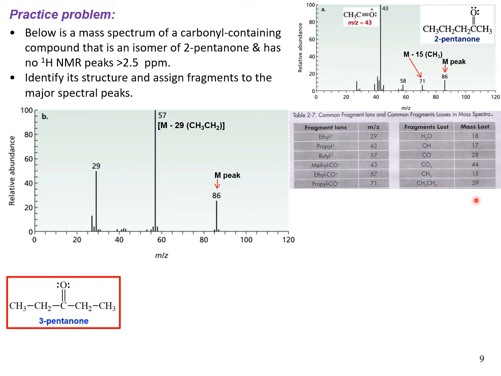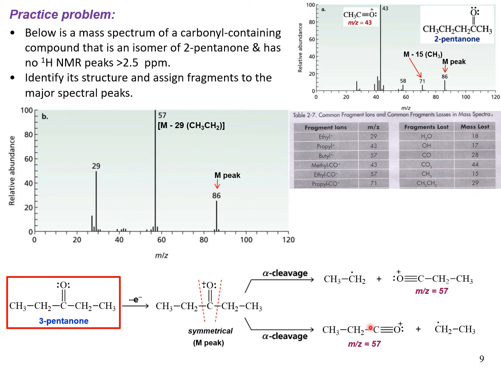If that's the case, the structure must be 3-pentanone. And what you're seeing, it's a symmetrical molecule, is when you have alpha cleavage, you end up with a peak at 57, which is for this resonance stabilized cation. We also see a peak at 29, which corresponds to the ethyl cation.